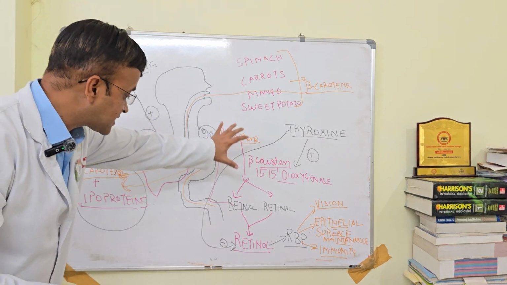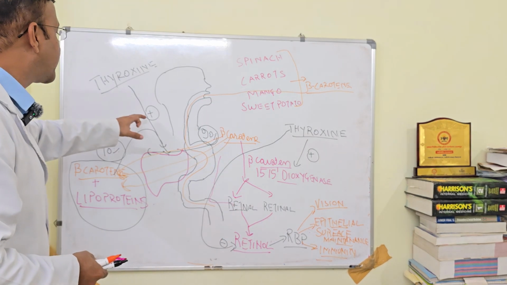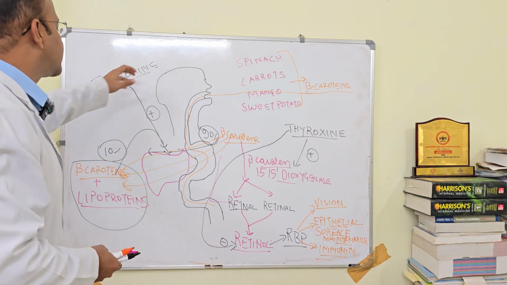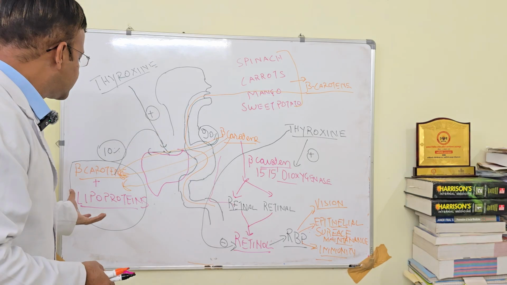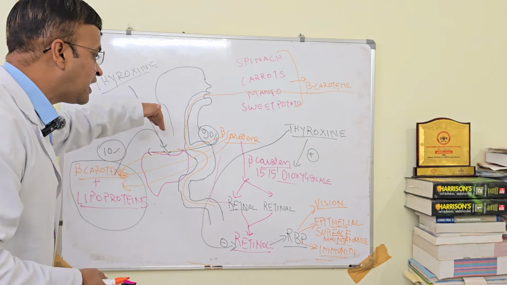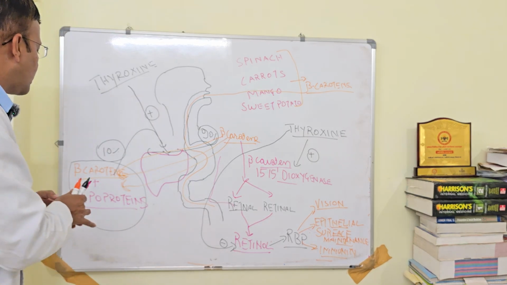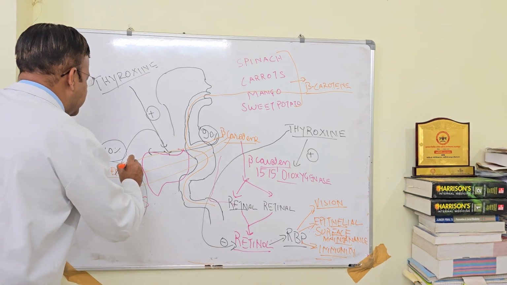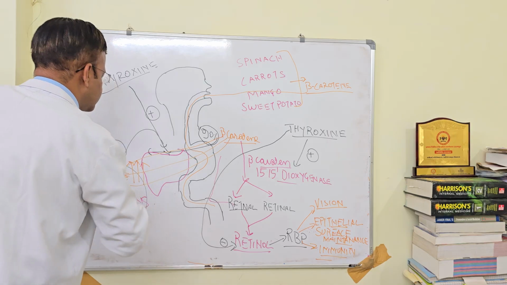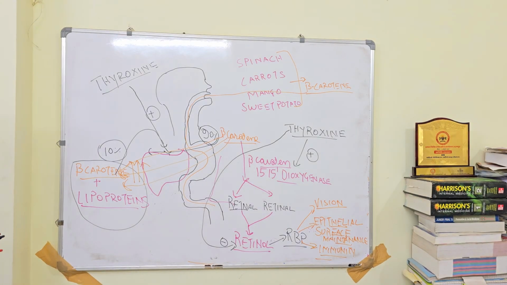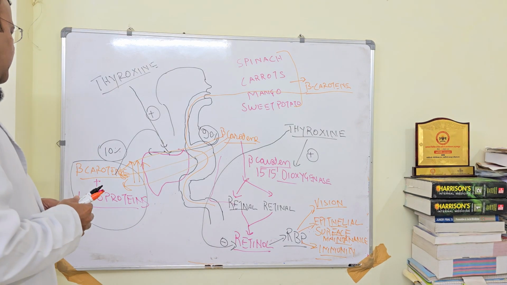Thyroxine was fastening this chain, but it was stimulating the uptake also. Now there is not enough thyroxine to increase the uptake of this. So you will have a lot more accumulation of beta carotene in the blood, right? And what else will thyroxine do?